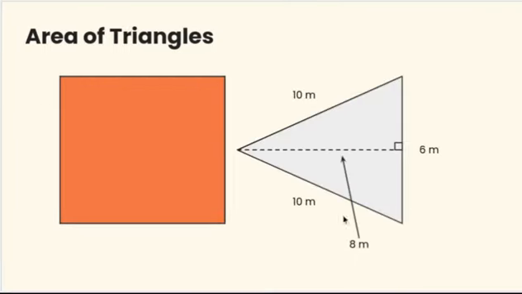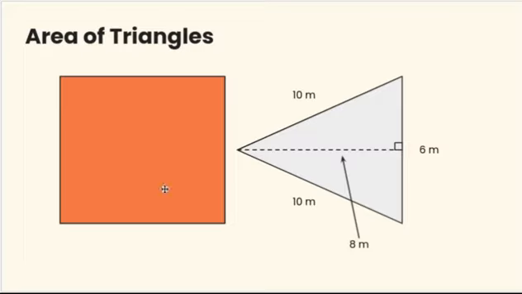Let's look at another example. Here we have an isosceles triangle, meaning we have 2 side measures that are equal and one that is different. I also see here that I have an 8-meter measure, and that's referring to this dotted line, or the distance from this 6-meter side to the opposite vertex. So how do I find the area of this triangle?